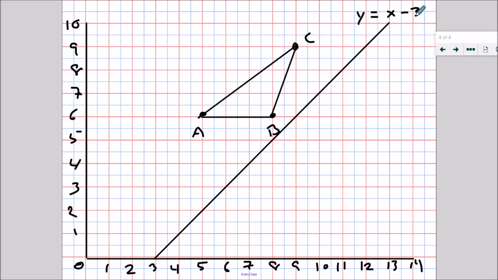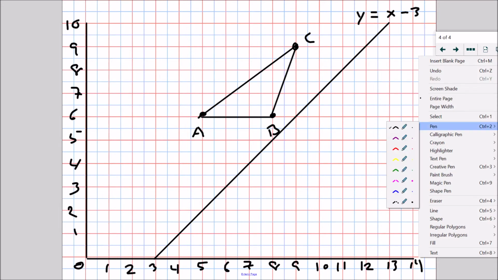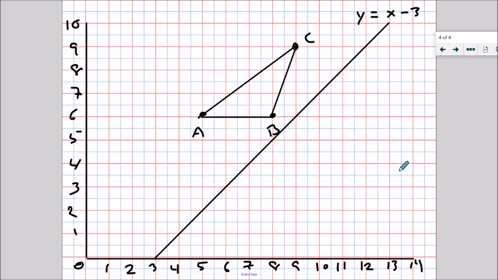Our task today is to reflect the triangle ABC across y equals x minus 3. That's a lot of letters thrown at you, but hopefully in a way that makes sense, because now we're going to do it. Now first I'm going to show you what not to do. This is a very common mistake when people start out here. So don't do this.